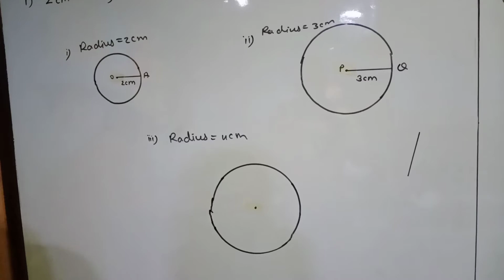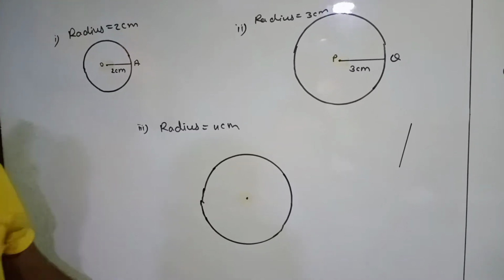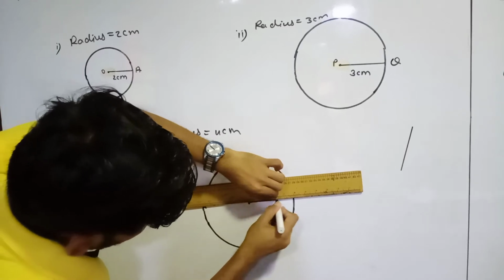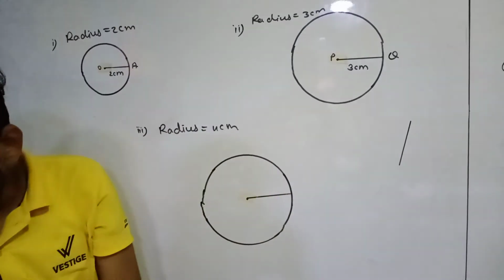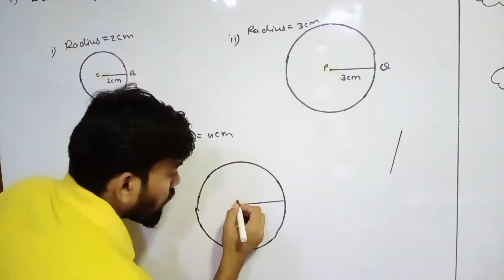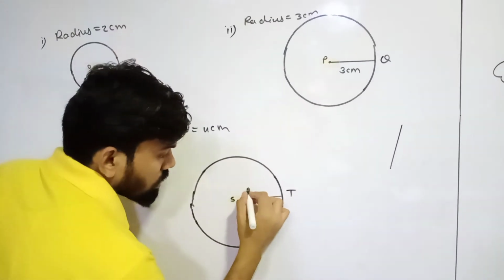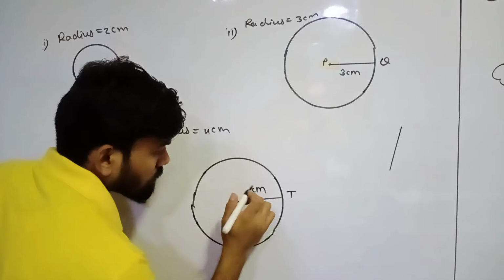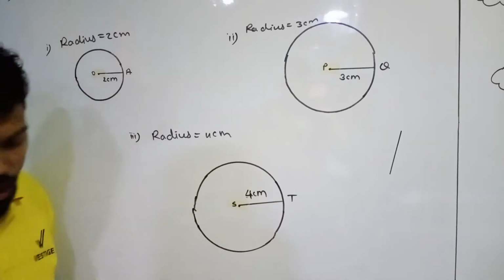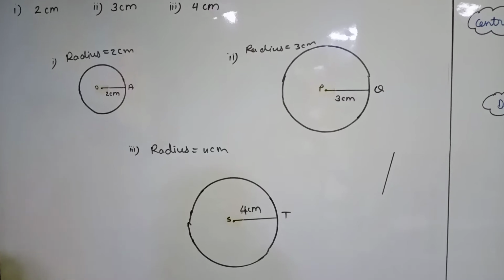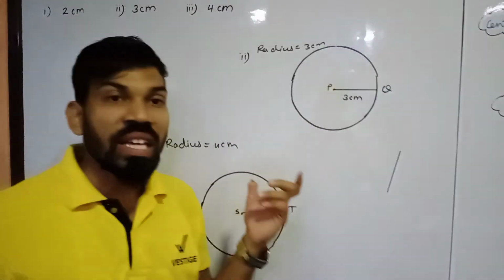So this way we can draw a circle. Again, we have to match this radius with the help of a scale to any one point on the circle, and give the name S, T. This is 4 centimeter. So this way we can draw a circle by using the given measurement of the radius.